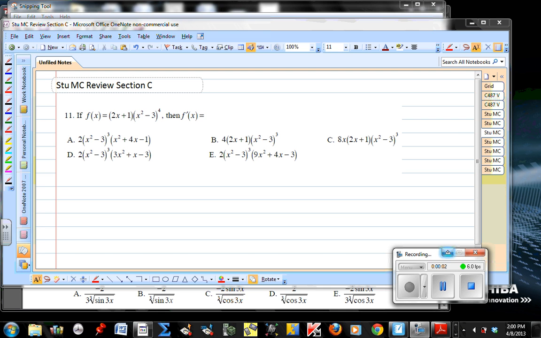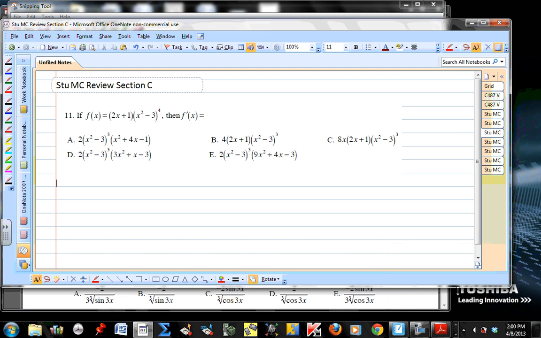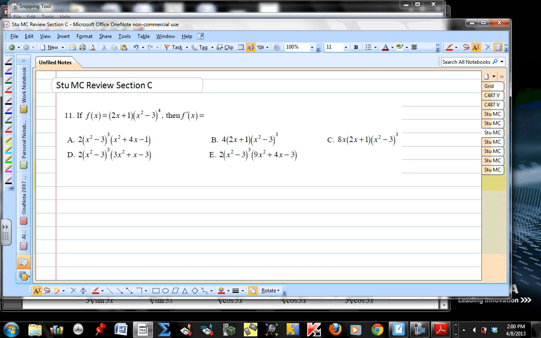Here we are in section C working on derivative rules. And you can see on problem number 11, we're just asked to find f prime of x. So this is just a straightforward skill problem where we need to use the product rule and chain rule within our problem. So just to be on the same page, let's call this quantity 2x plus 1 the first function.